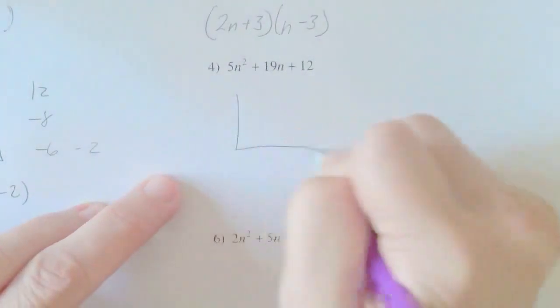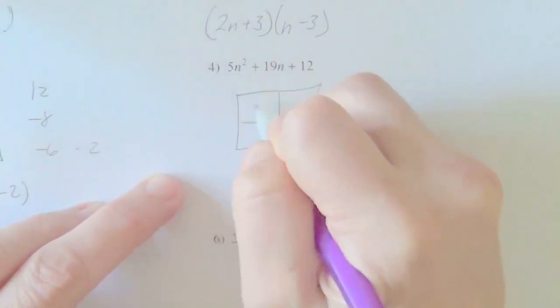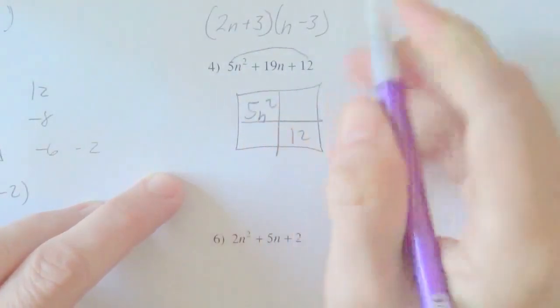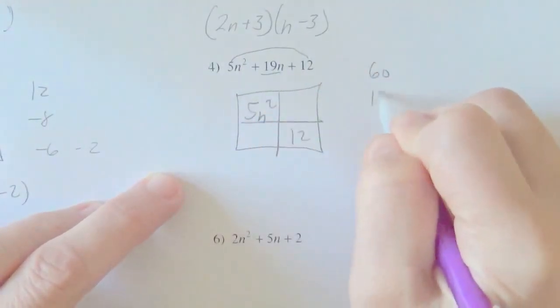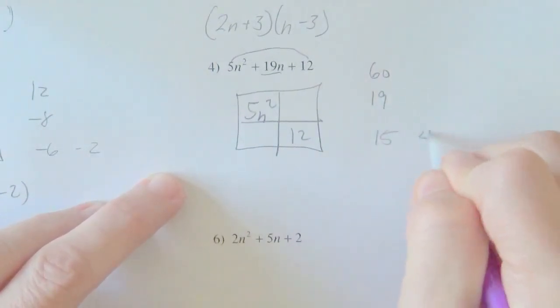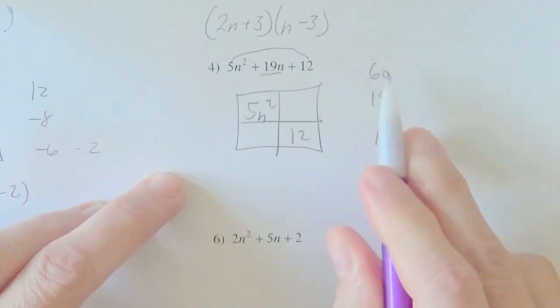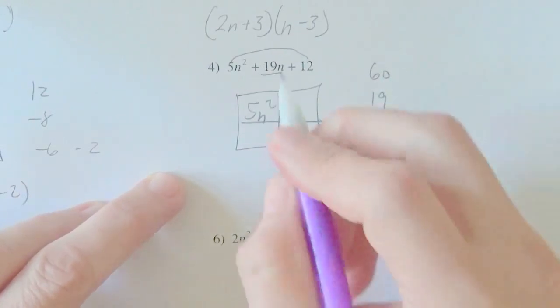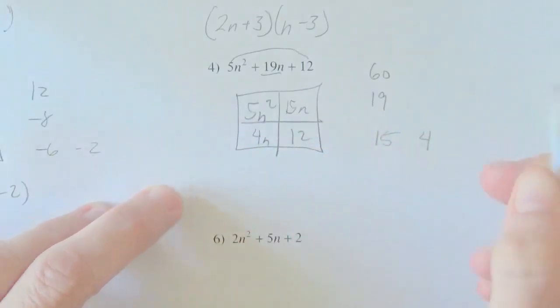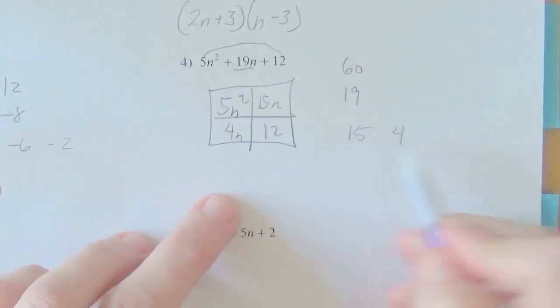We do it again. So I look at this guy. I pull out a 5, put the 5n squared there, put the 12 down there. I'm looking for things that multiply to make 60 and add to 19. Let's see. How about a 15 and a 4? 15 times 4 is 60, 15 plus 4 is 19. So I'll put a 15n and a 4n there.